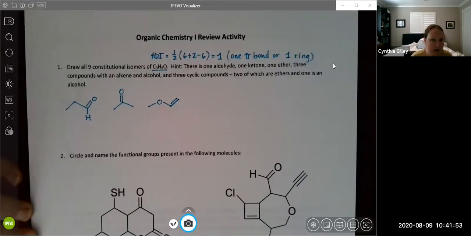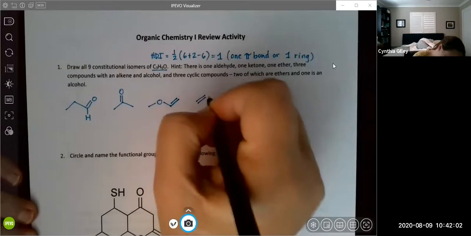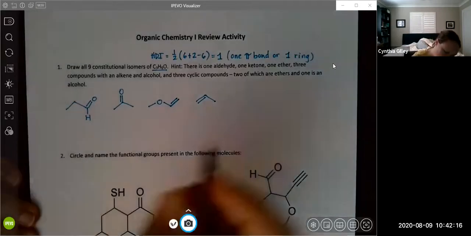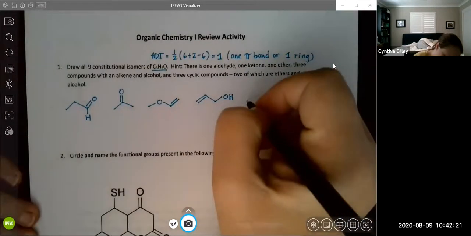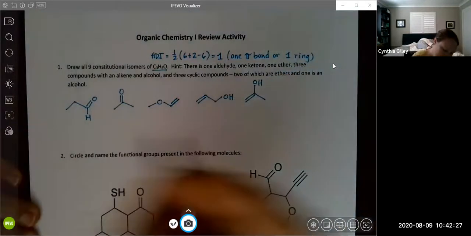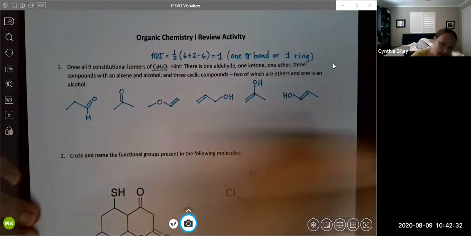3 compounds with an alkene and an alcohol. So 3 different compounds where we have an alkene and an alcohol. For example, maybe we had our 3 carbons like this with an alkene, so I drew in an alkene there. Now we just need to add an alcohol. Perhaps we could add in the alcohol at this terminal carbon over here on the right. If we use that same carbon scaffold, maybe we can put an alcohol at the center carbon, and then perhaps even at the carbon on the left.